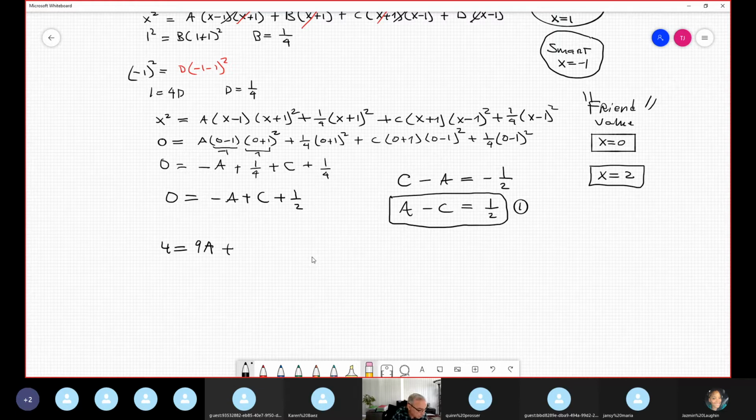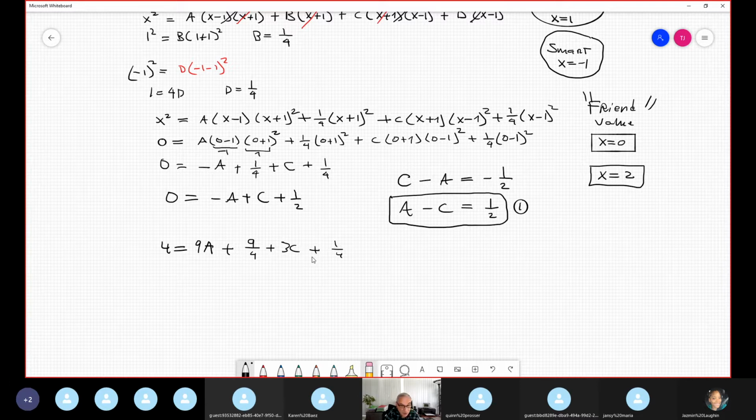Plus something, plus 9 over 4. Where does the 9 over 4 come from? Because 2 plus 1 is 3, squared is 9, 9 over 4, good. And C is 3C. Why 3C? Because 2 plus 1 is 3, 2 minus 1 is 1 squared, so 3. Plus 1 quarter. Why 1 quarter? Because 2 minus 1 is 1, 1 squared is 1. Okay, this is my equation now.